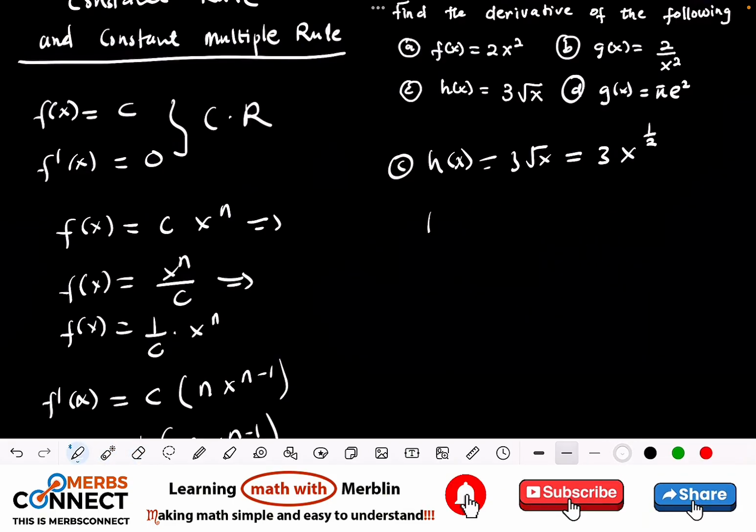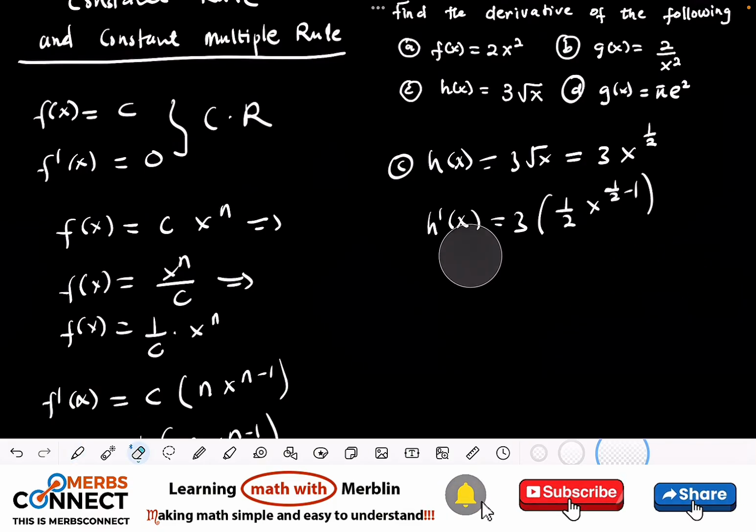So what will be h prime of x? 3 is constant. I factor it out and then differentiate x to the power 1 over 2. So use the power rule, 1 over 2 down, x to the power 1 over 2 minus 1. And this one will be 3 over 2 x to the power minus 1 over 2. Very simple. Right. Let's look at the D.